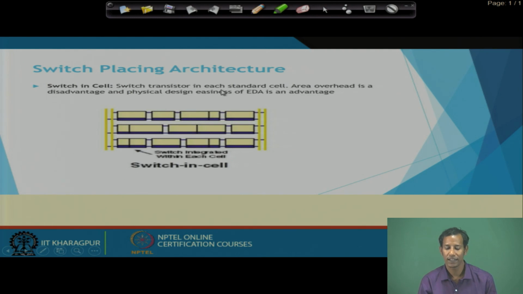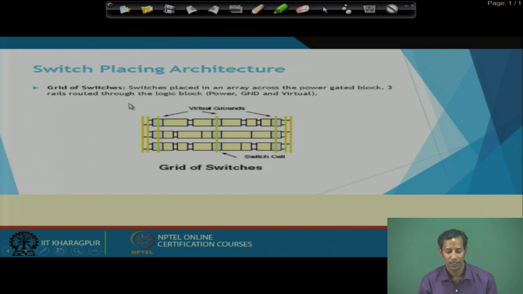Switch transistor in each standard cell: area overhead is a disadvantage and physical design easiness of EDA is an advantage. So, that means in every standard cell, I can place these switch transistors to reduce the leakage power consumption. Then we have here the grid of switch, which we already placed in the corresponding standard cell based design.